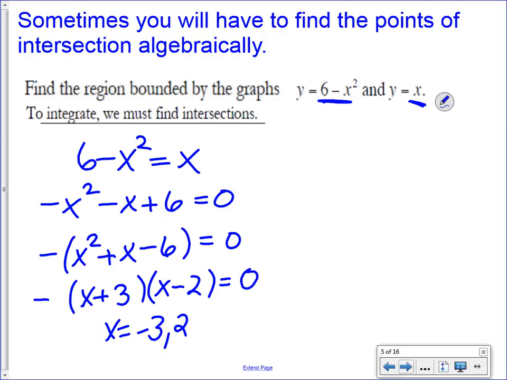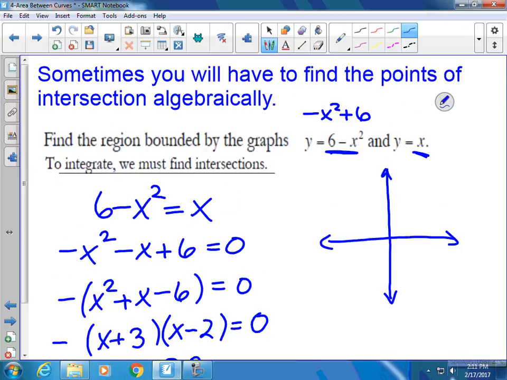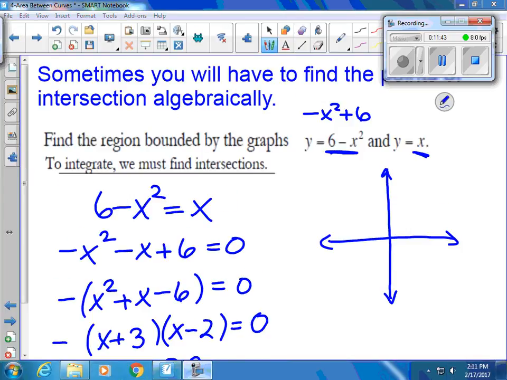Now, you also have to figure out your upper and lower function. So this is where knowing your parent graphs can be helpful, okay? Y equals 6 minus x squared, okay? That is the graph of a parabola, okay, we can switch this around, that is flipped over the x-axis and shifted up 6.